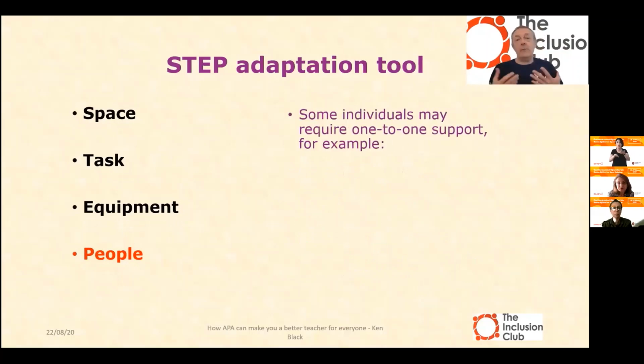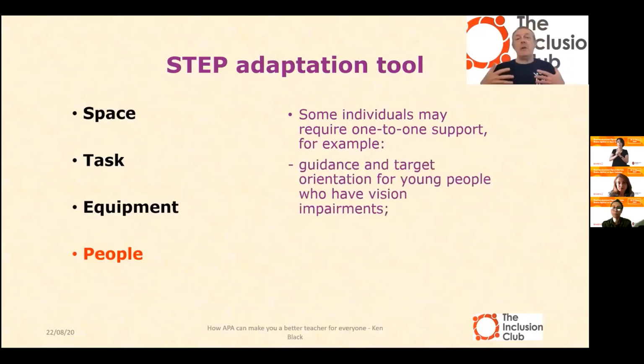And if we look at under people, at the specific requirements that some young people have, some people require one-to-one support. So that means, for example, they might require guidance and target orientation if they have a vision impairment. So someone positioned near a target, for example, clapping or calling in order to orientate a young person who has a vision impairment towards a target.